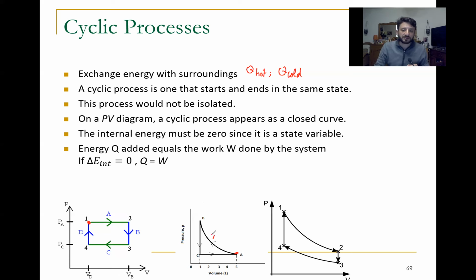Here it can be T constant between A and B. Between B and C, we have V constant. Between C and A, we have P constant. And the same for the last point. We start at point A, or point 1, to 2, 3, 4, 1. This process is not isolated, simply because you have Q hot and Q cold. Anytime you have Q hot and Q cold, the system is not isolated. We have an exchange of heat.